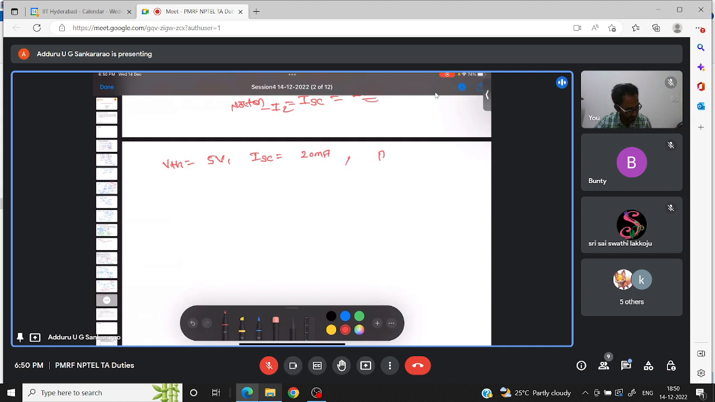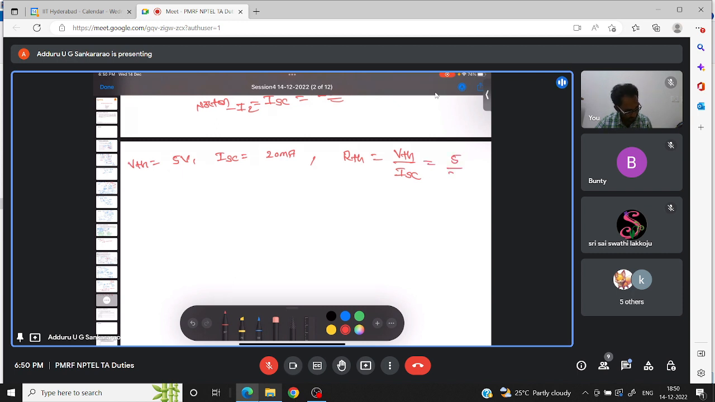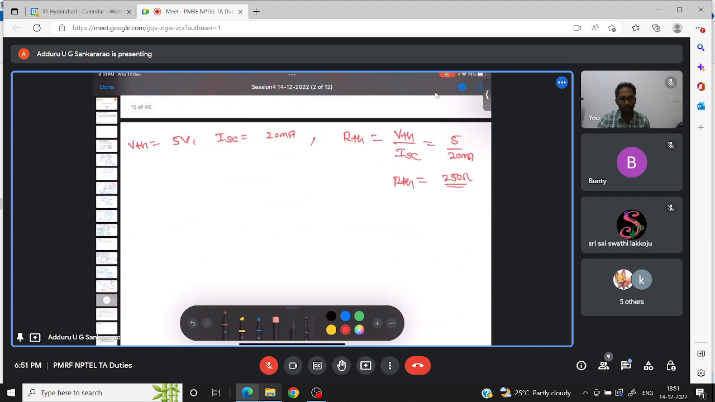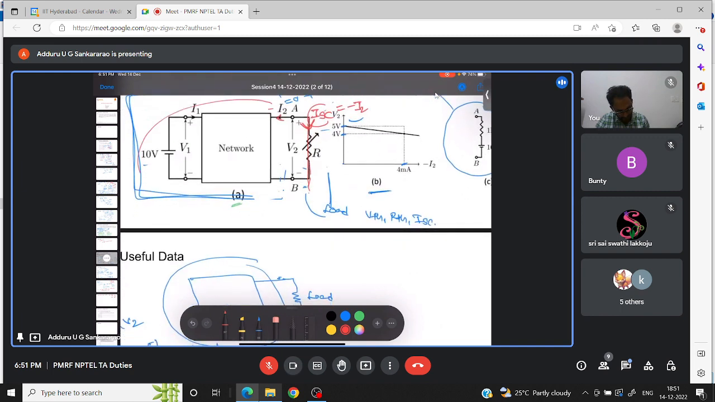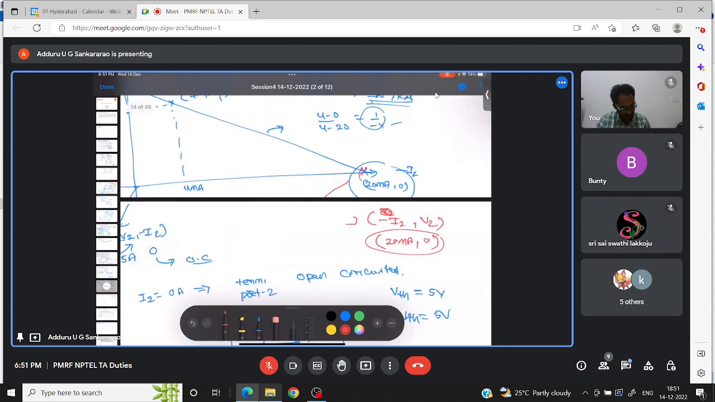So we know what RTH is. RTH is VTH by ISC, right? This we know. So VTH is 5 by ISC is 20 milliamperes. So how much is it? 5 volts by 20 milliamperes is 250 ohm, right? Now, according to Thevenin's theorem, we can replace the entire network with VTH and RTH, right?